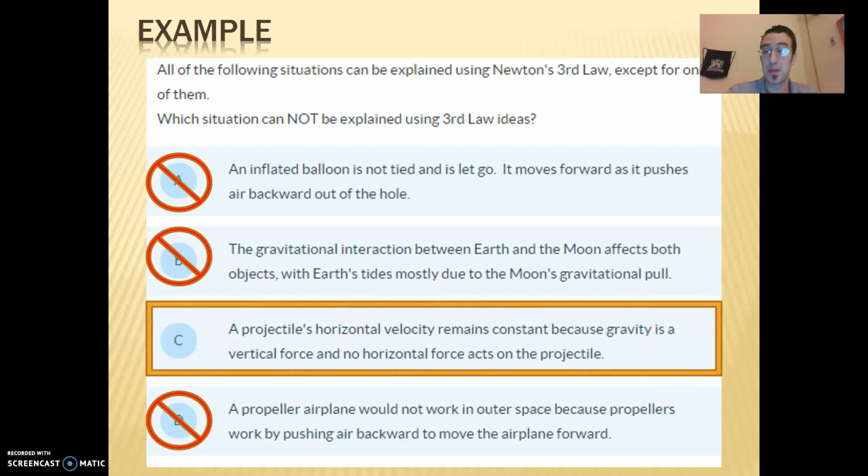That leaves C. So since its horizontal velocity is constant and gravity is up and down, I mean, that's true. It's not like C is a false statement. It's just not something that deals with Newton's third law.